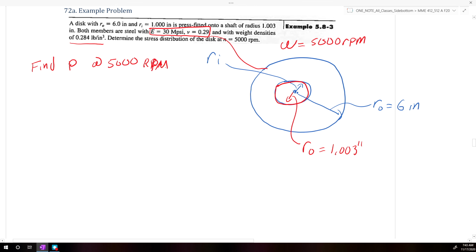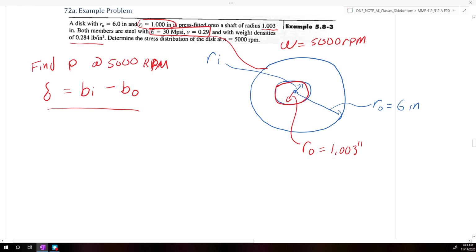So we know that interference pressure is a function of the interference between the inner and the outer cylinder. Okay, so the radius of the inner cylinder minus the inner radius of the outer cylinder is going to be our interference. So the issue we have is typically, if the shaft was not spinning, we could use the 1.003 and the 1.0 inches to solve for our interference.